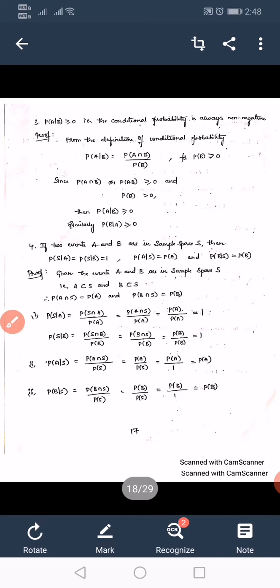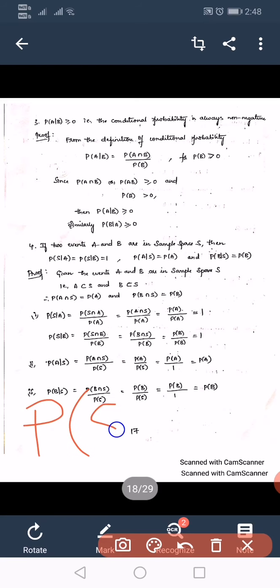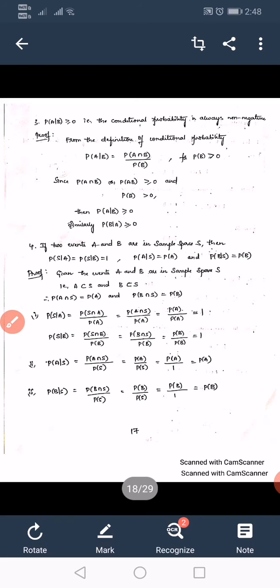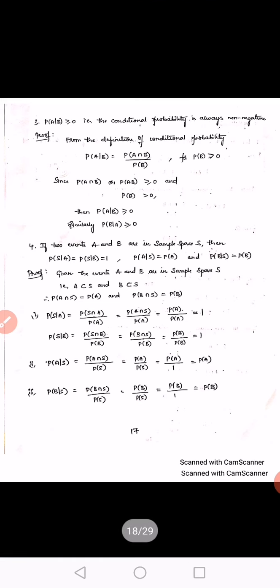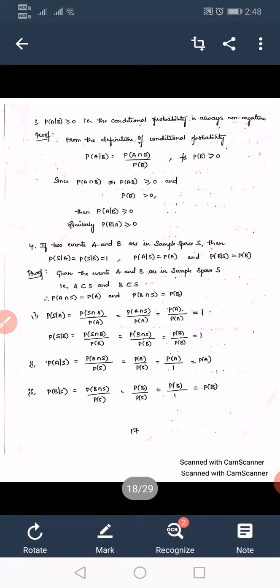From the axioms of probability we know one thing you have to recollect: the probability of the sample space is equal to 1. This we have discussed in the last class. Now first let us consider P of S given A. Use the conditional probability formula: P of S given A equals P of S intersection A by P of A. According to the commutative law we can write P of S intersection A equal to P of A intersection S. So P of A intersection S is P of A.